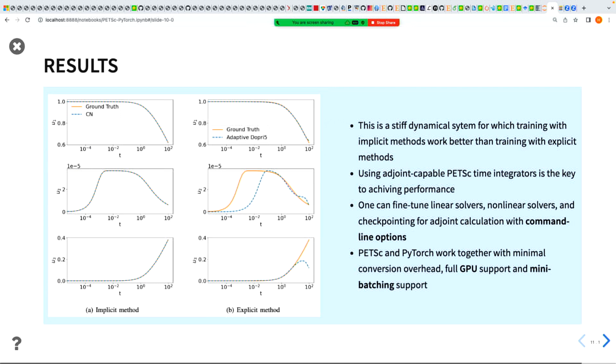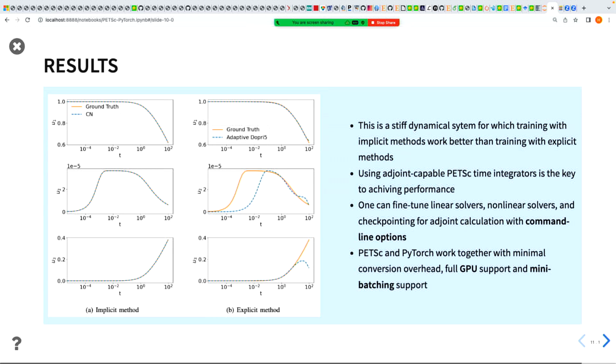And so here we show how the prediction matches the ground truth. We actually use two different time integration methods. We tried Crank-Nicolson and adaptive Dormand-Prince 5. And as you can see here, the implicit methods work much better than the explicit methods because we are dealing with a very stiff dynamical system.